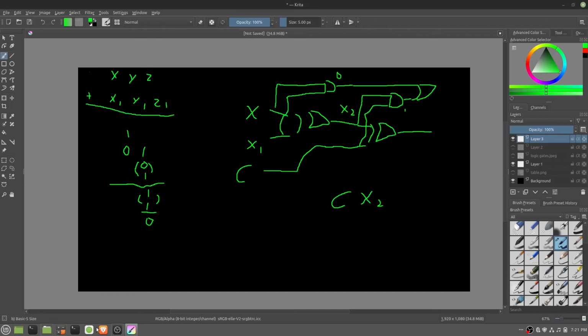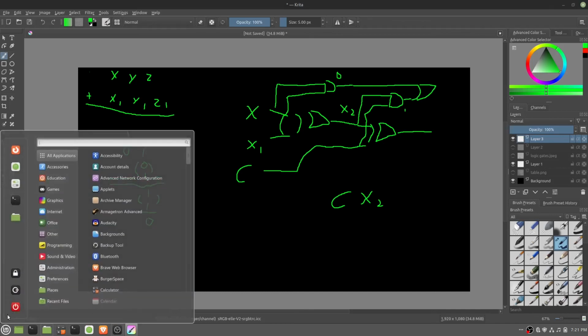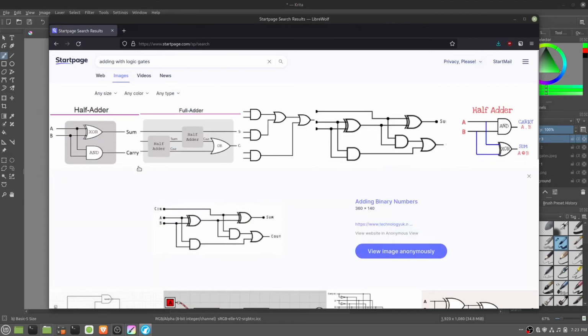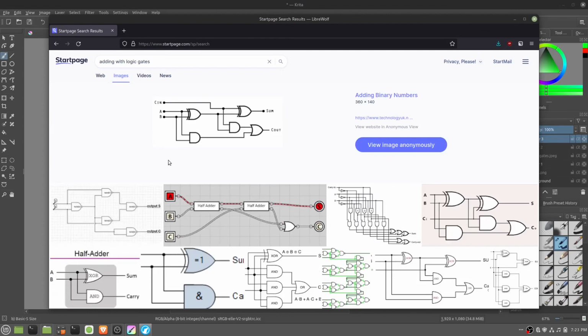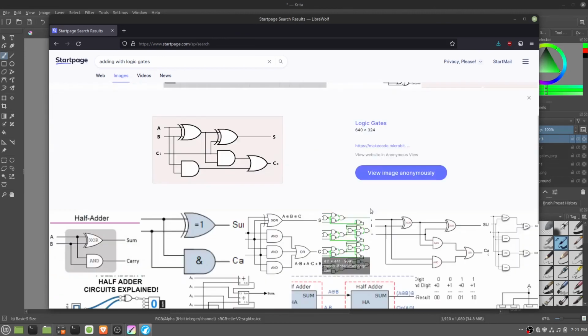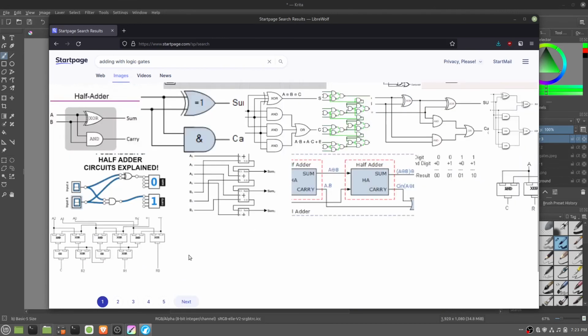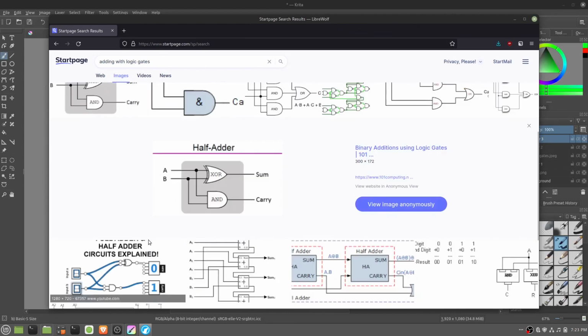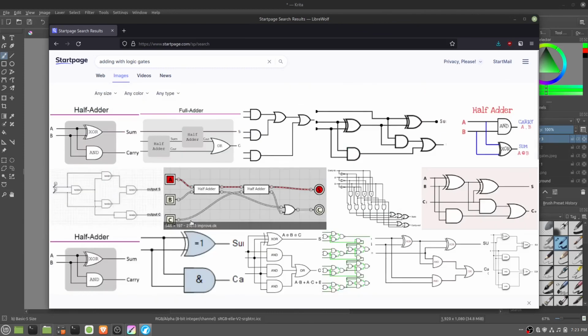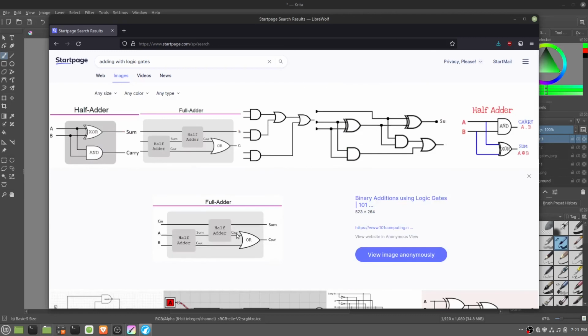I'm gonna look it up again, see how it does. Yeah, this is the one. This is the one I drew. Some carry out. I think that's what that means. This is the original thing, so I guess it's called the half adder. I find this one interesting. I think it's really clever, because you can keep doing that.